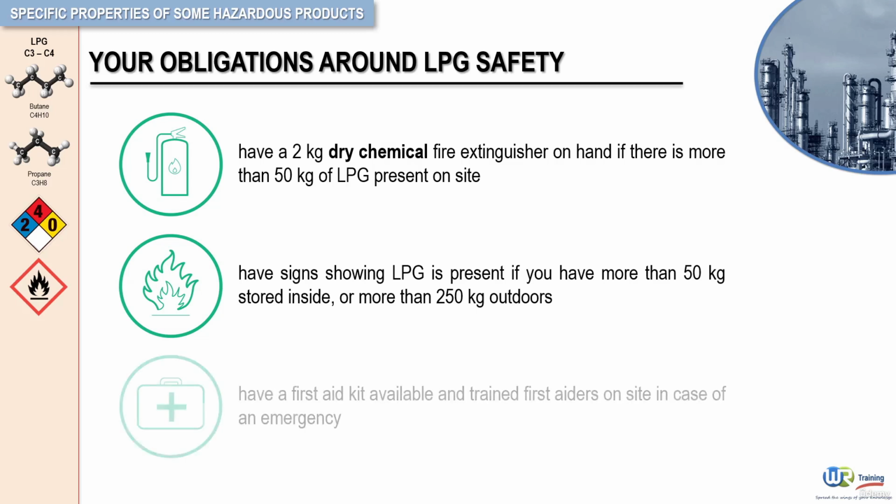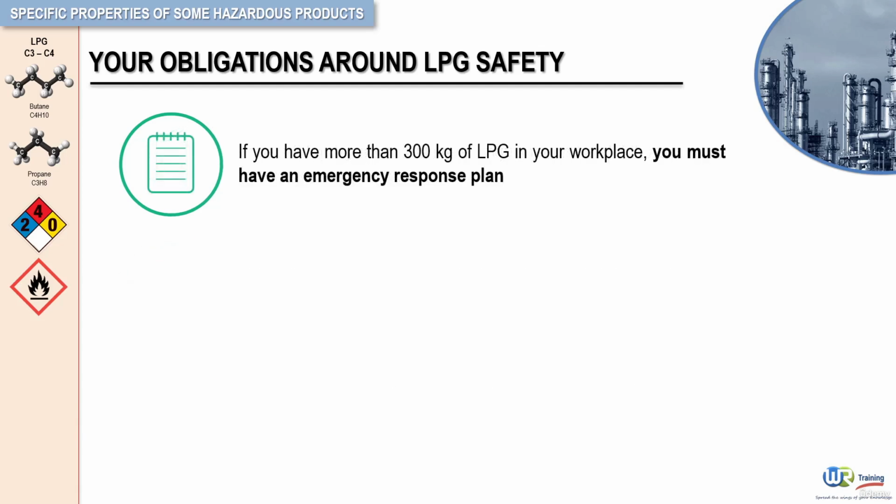You must also have a first aid kit available and trained first aiders on site in case of an emergency. For more information on deciding how many trained first aiders you need and what equipment and facilities you need, please refer to your local regulations. In addition, if you have more than 300 kg of LPG in your workplace, you must have an emergency response plan. Make sure you test your plan at least once a year to check if it is effective.